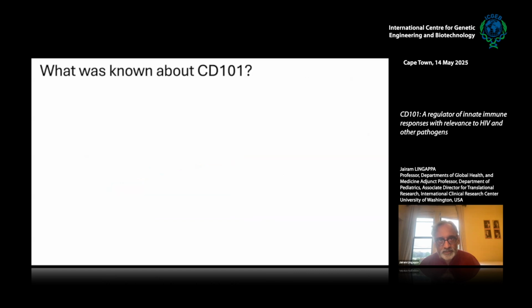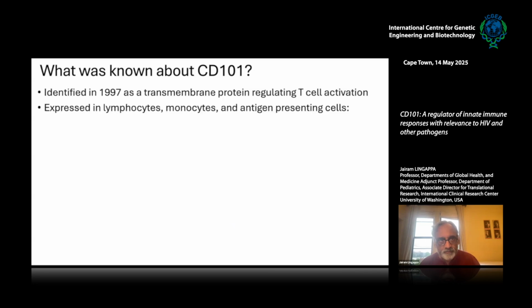Now that we've identified CD101 as being the gene with the greatest risk associated for HIV with variants, what was known about CD101 at the time? It was identified as a transmembrane protein regulating T cell activation in 1997, and was found to be expressed on lymphocytes, monocytes, and antigen-presenting cells.